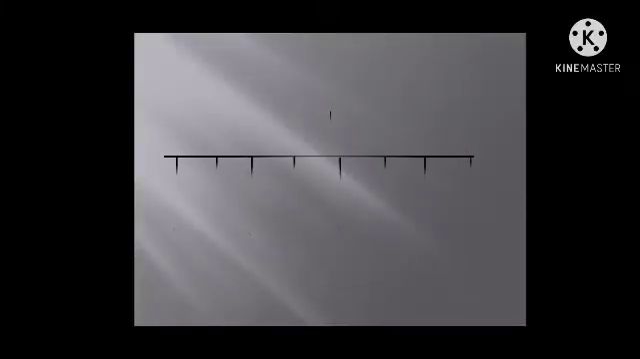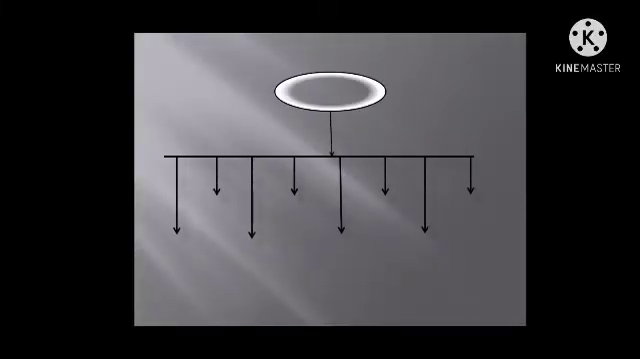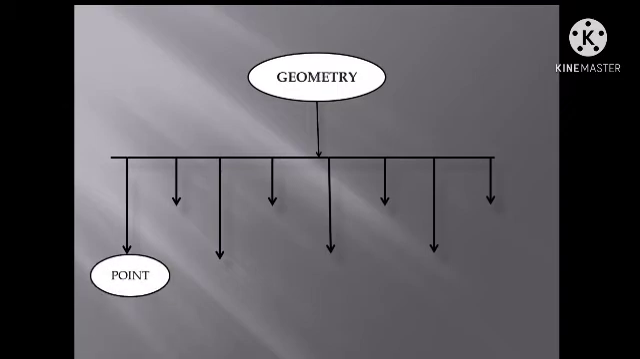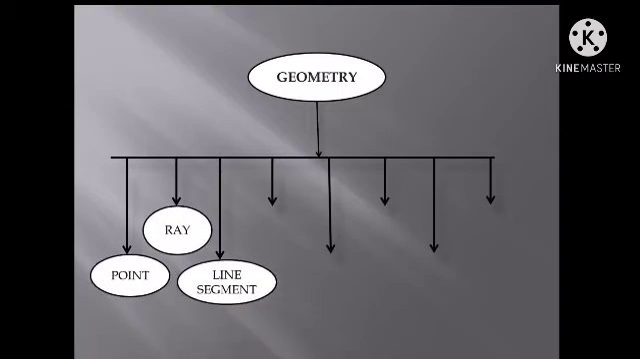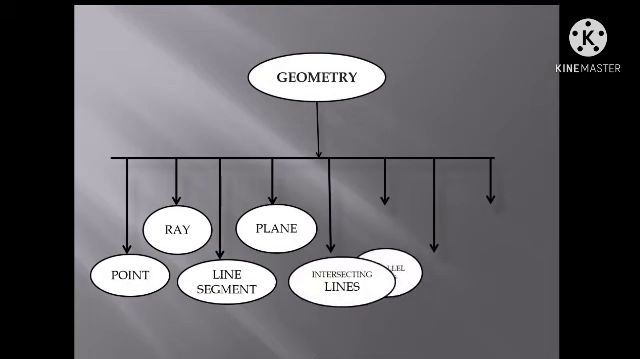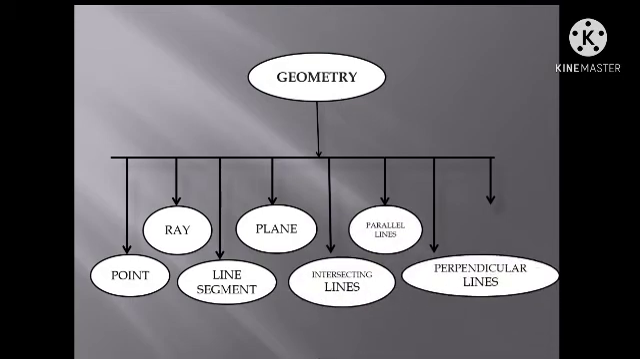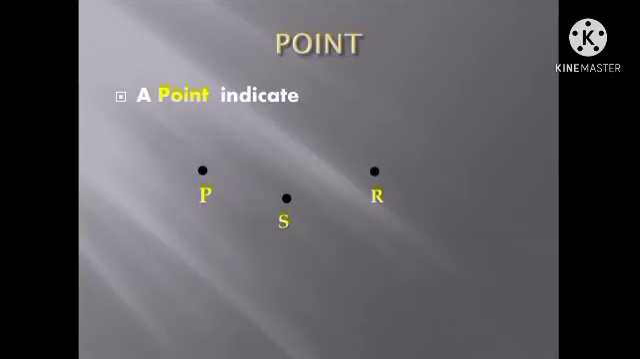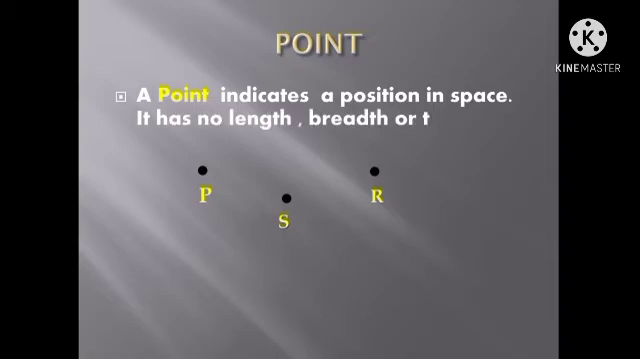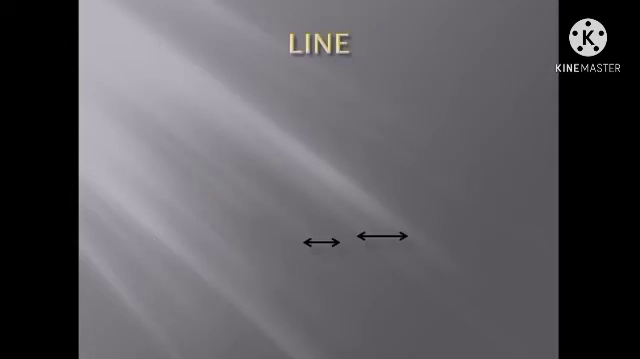Now let's learn about the geometrical concepts such as point, ray, line segment, plane, intersecting lines, parallel lines, perpendicular lines, and line. A point indicates a position in space. It has no length, breadth, or thickness. It can be read as point P, point R, and point S.